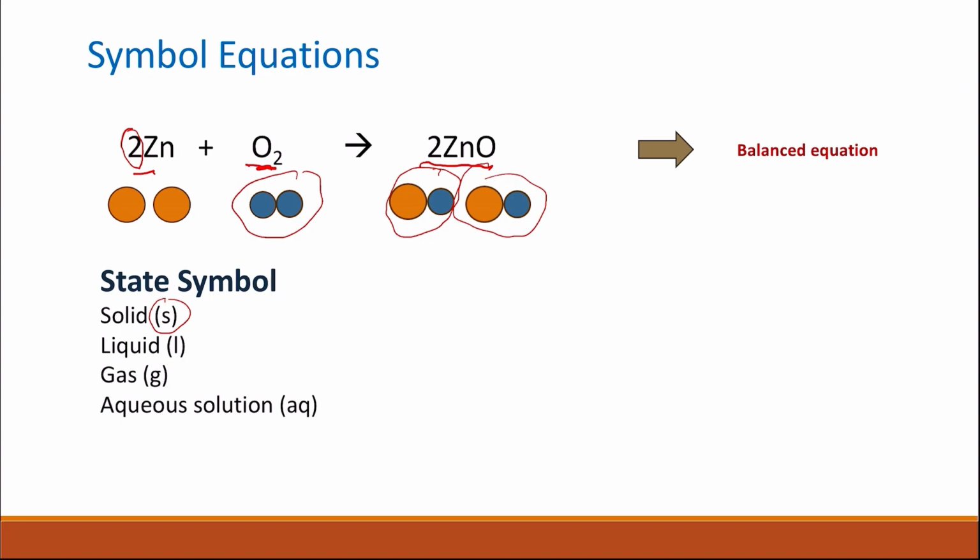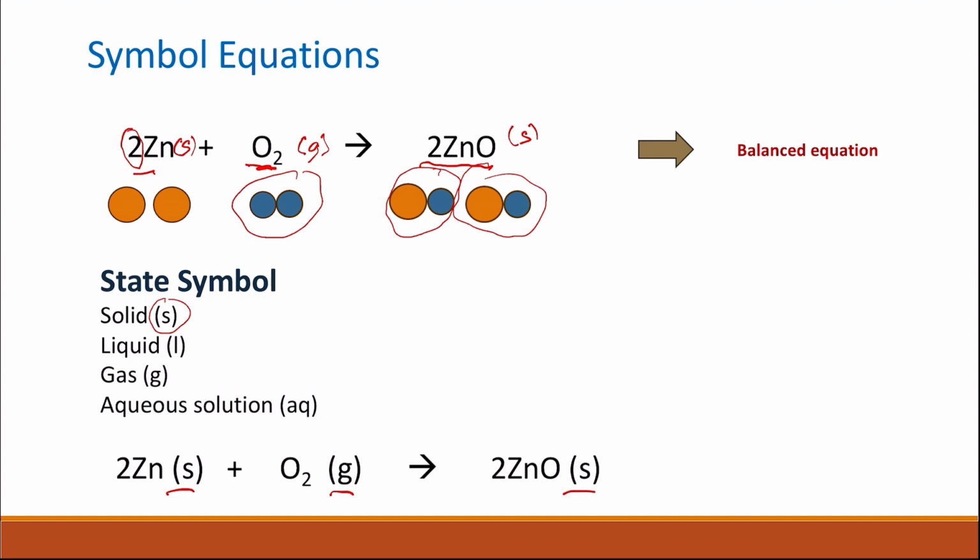In this reaction, we have the zinc, which is going to be solid, so we're going to add an (s) after the zinc between brackets. The oxygen is of course a gas, so a (g) between brackets, and the zinc oxide that is formed is going to be a solid, so we're going to add an (s) between brackets. So this is the full balanced equation with the state symbols added as well.